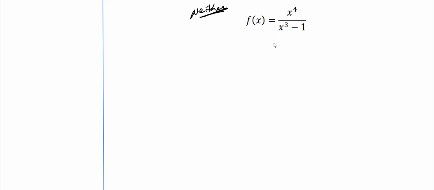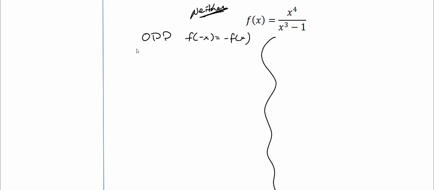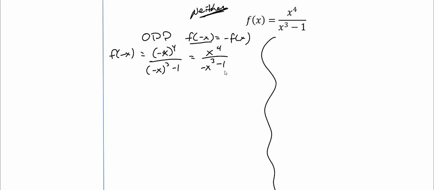So let's see, I'm going to do half here. Let's see if it's odd first. So that means f of negative x is equal to negative f of x. Okay, let's plug in this piece here first. So f of negative x equals negative x to the 4 over negative x to the third minus 1, which is equal to x to the 4, because a negative to a fourth power is positive, over negative x to the 3, which is still negative x to the 3 because that's what happens when I have a negative to an odd power, minus 1. So that is what f of negative x stands for.